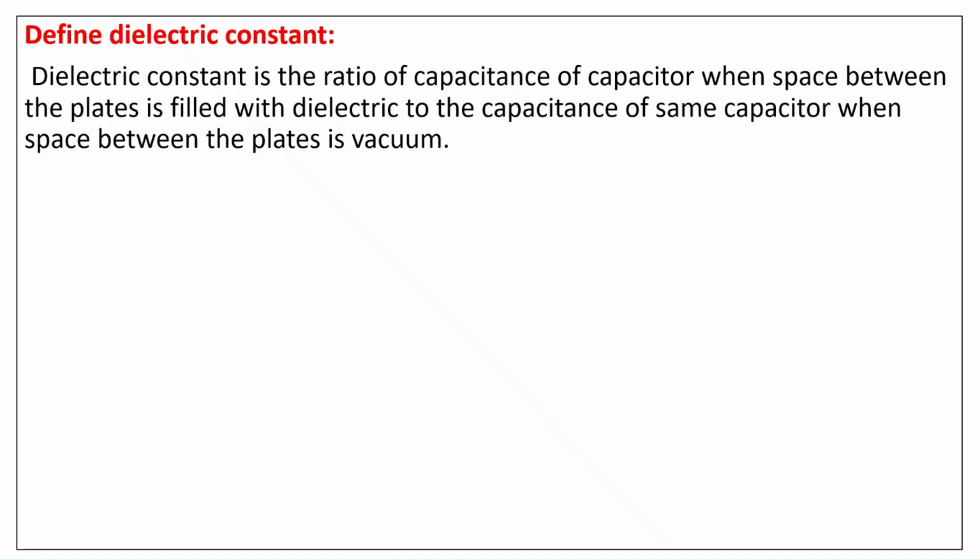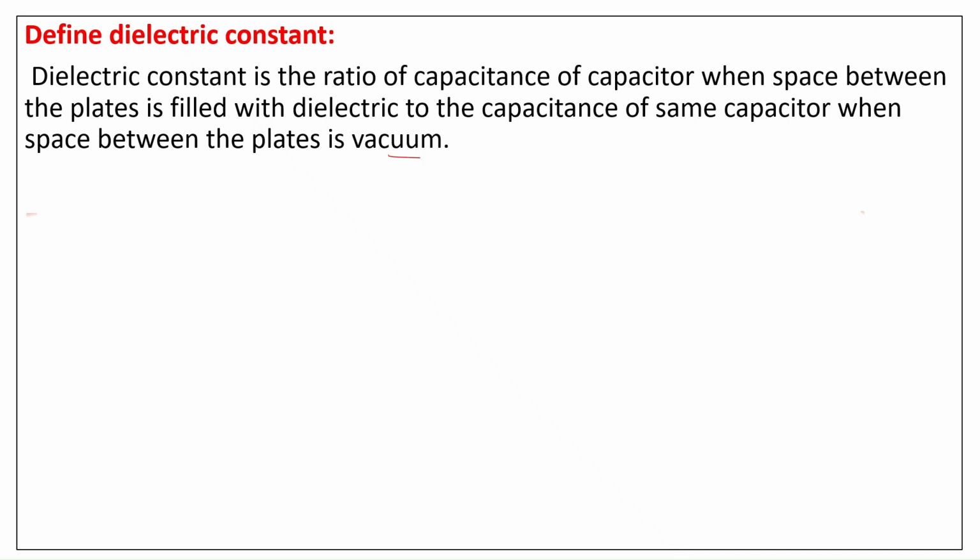Let's start. Define dielectric constant. Dielectric constant is the ratio of capacitance of capacitor when space between the plates is filled with dielectric to the capacitance of same capacitor when space between the plates is vacuum.